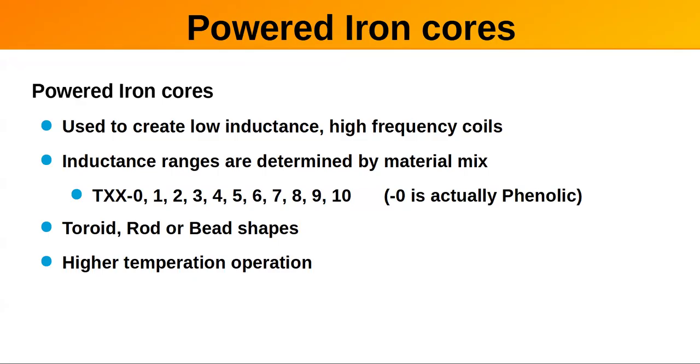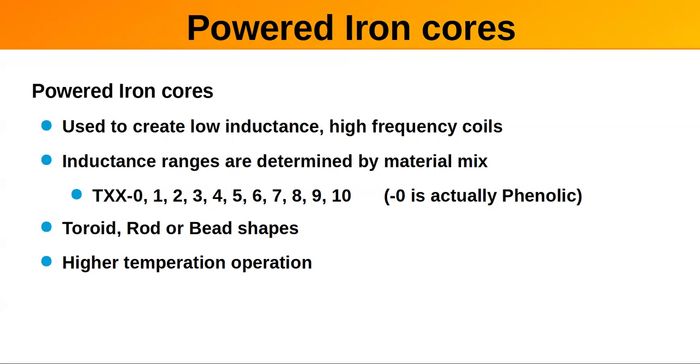The mixes for powdered iron, and as far as I know the only real manufacturer is Micrometals, they label them as a T, like a T37 would be 37, or 0.37 inches in diameter. So the XX is the size of it, and then the numbers behind it are the mix. They have like 10 mixes, where 0 is actually not powdered iron, it's phenolic. I learned that the hard way. And 10 has the most inductance, or permeability, I should say.